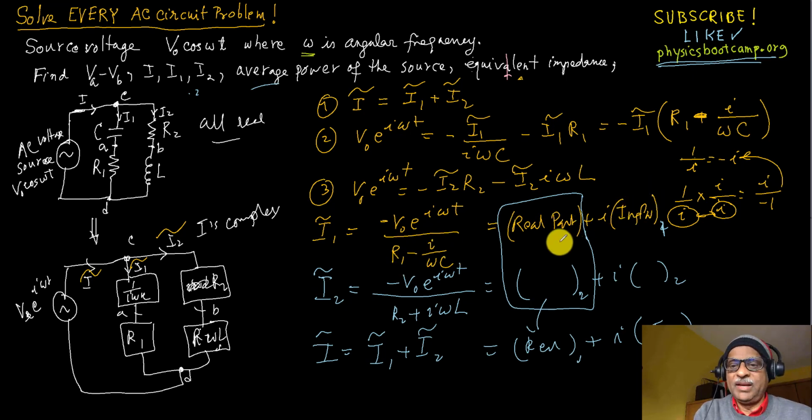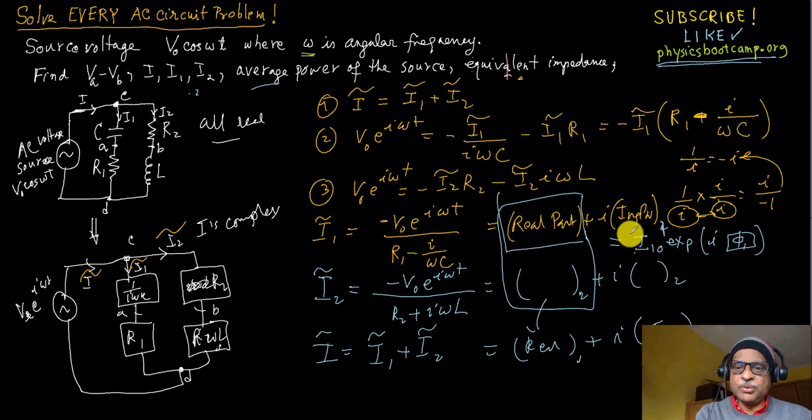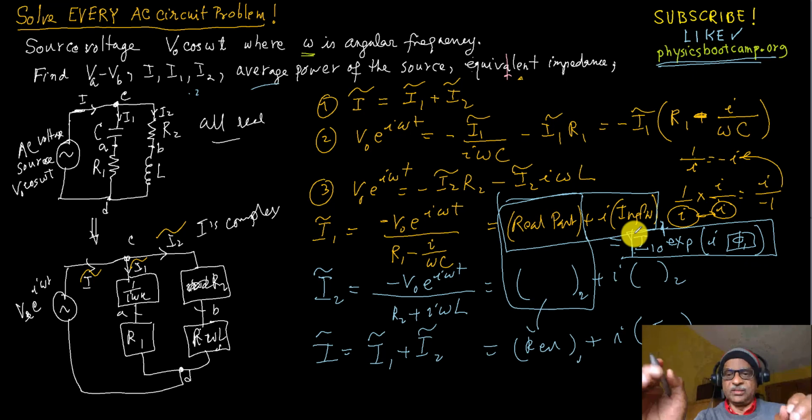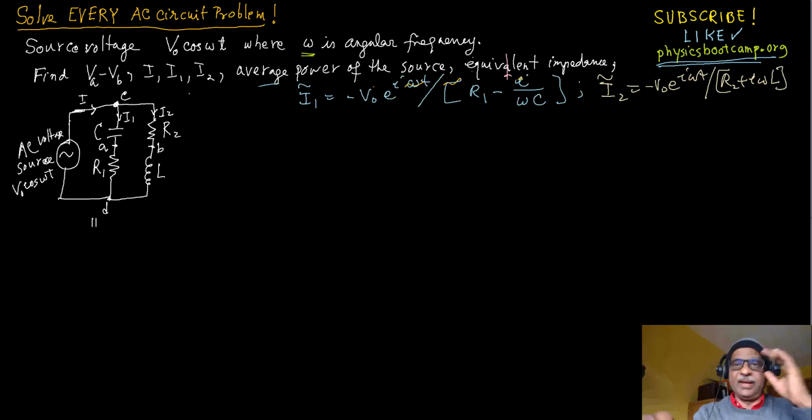I'm not going to do it through the real part. I'm going to do it this way, and also write it as some I10 times exponential i and some angle phi 1. So this way of writing is the rectangular version, and this is the polar version of the same complex expression. So let's try to do it. Okay, I've got a clean board now.